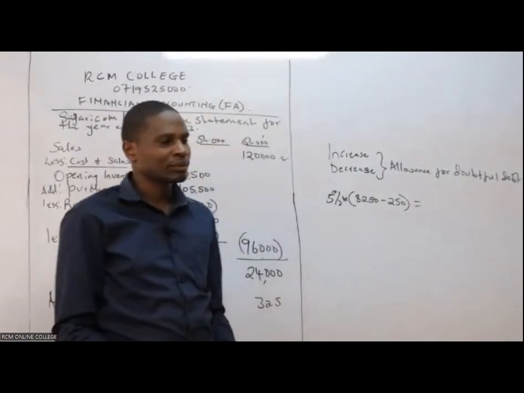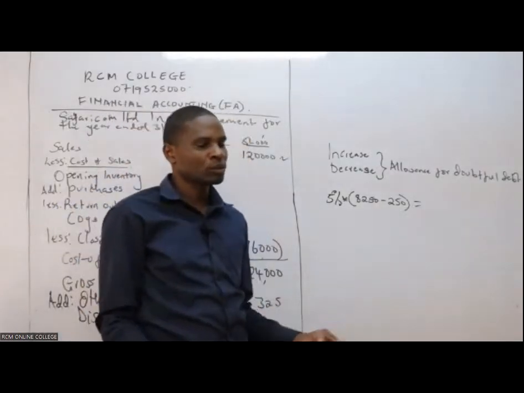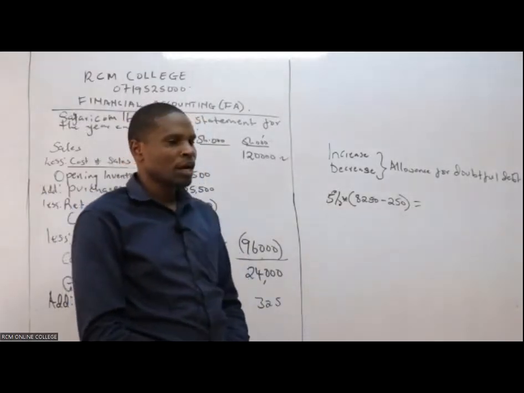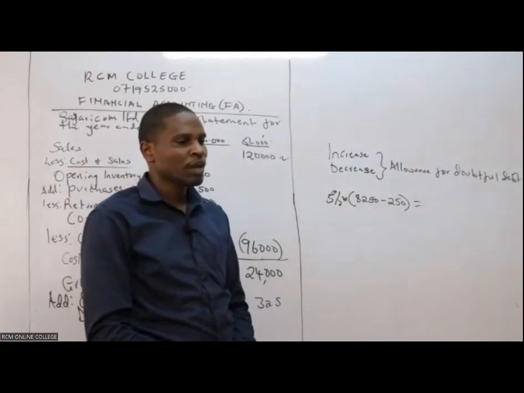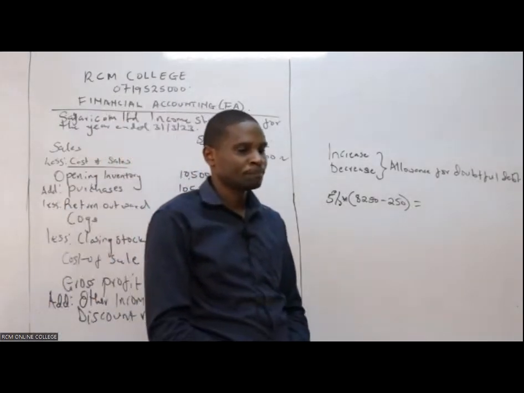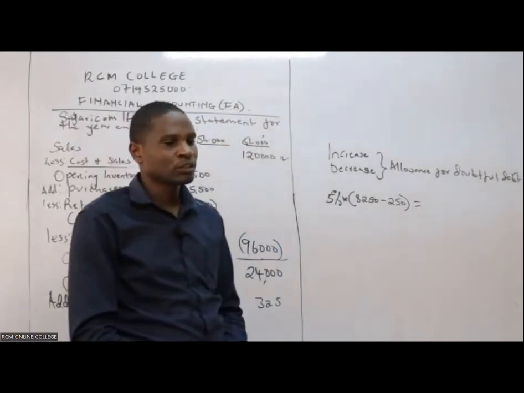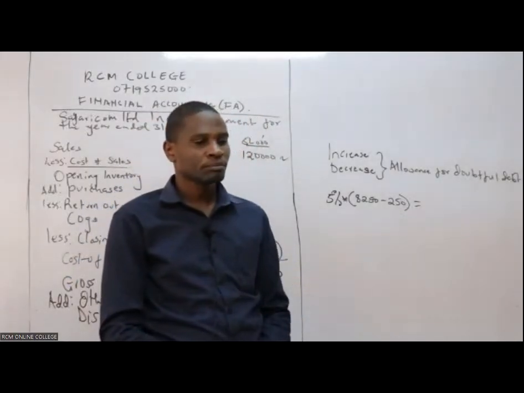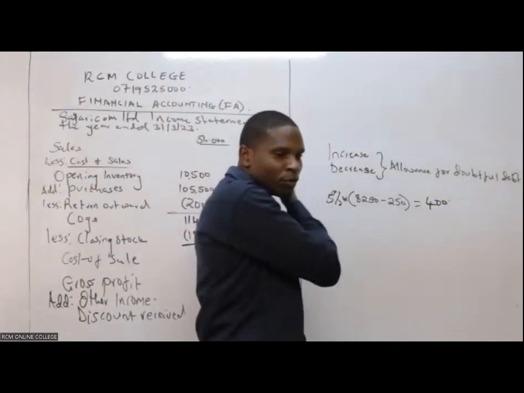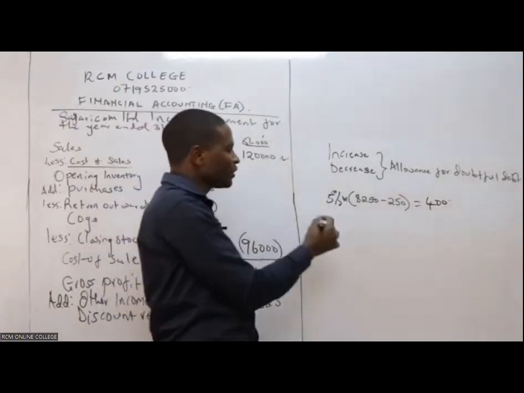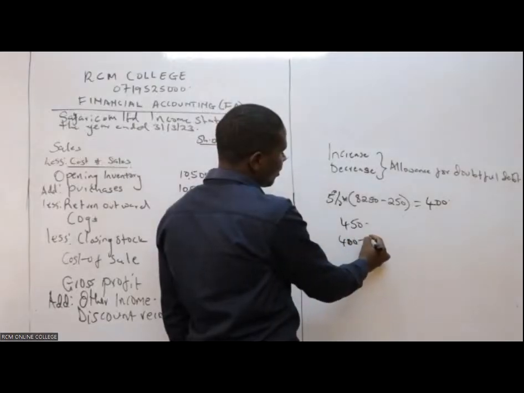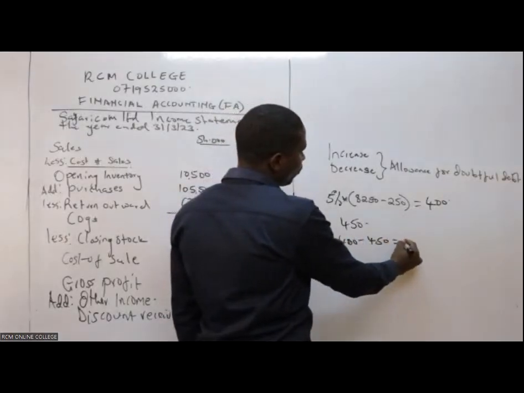How much do we get as allowance? What was allowed? 5% of 8,000. It was allowed, that was the provision. The provision was given for 450 and then the allowance was 5%. So can you give me 5% of 8,000? 400. And the provision was for 450. So it will be 400 minus 450, which will give you minus 50.